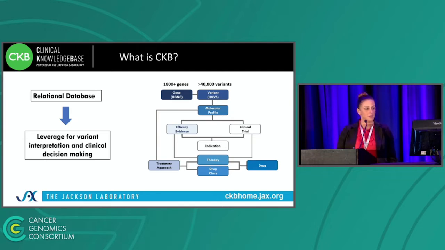So what's in CKB? Within CKB, you can see there are multiple entities linked to one another. We have over 1,800 genes and over 40,000 variants. CKB also uses standardized ontologies as well as controlled vocabulary, which provides uniformity and efficiency when searching for relevant information.